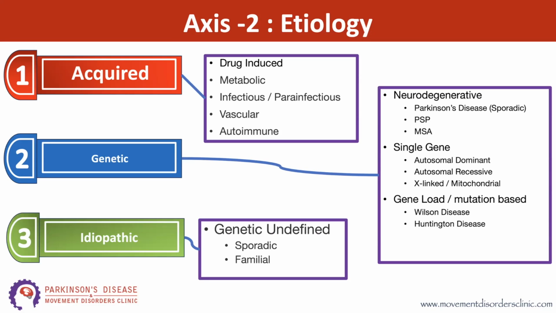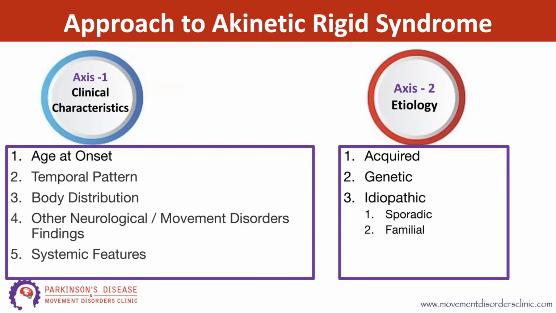So when you take this standard base of approach, you are more likely to have a proper diagnosis, unlikely to miss a treatable disorder. So to remember, to approach the akinetic rigid syndrome, you should go with the clinical characteristics of age, which includes 5 components: age at onset, temporal pattern, body distribution, associated other neurological or systemic findings. Then etiological workup, which should always work up from acquired causes initially, until there is a clear-cut genetic cause already known. Then you go for a genetic workup. Then finally you end up with an idiopathic cause for your akinetic rigid syndrome.